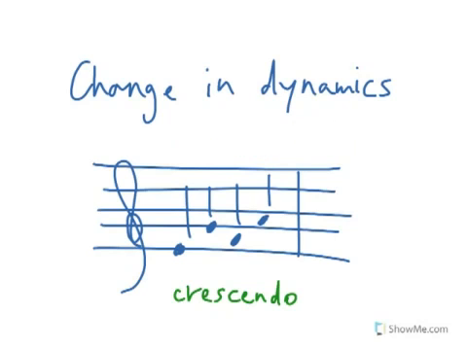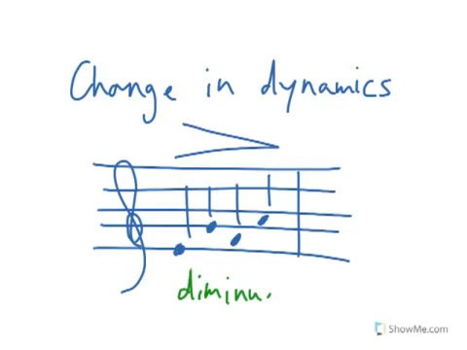Crescendo means to play it louder and louder over time, and if you have the reverse, just erase this. If you have the reverse like this, that is a diminuendo, to get softer over time.